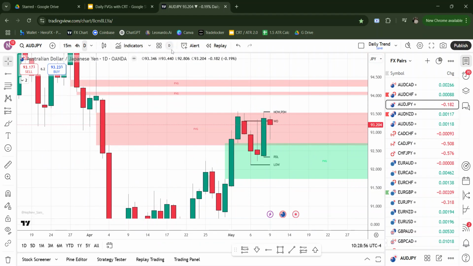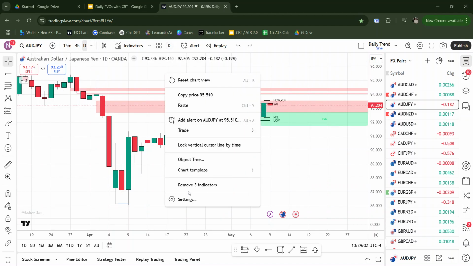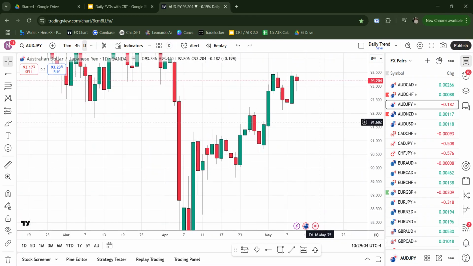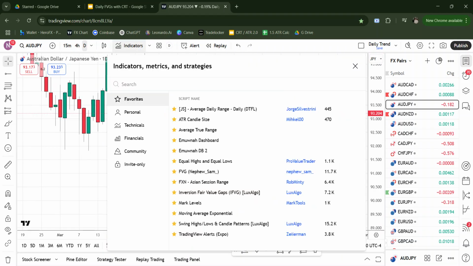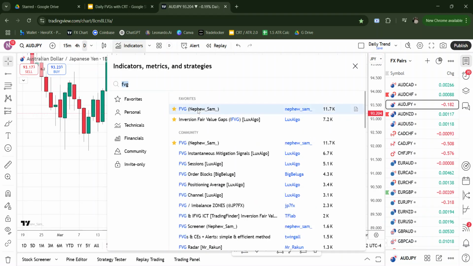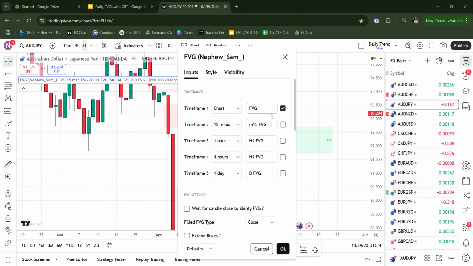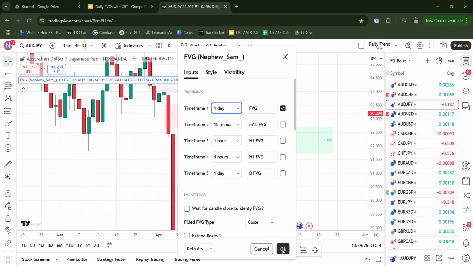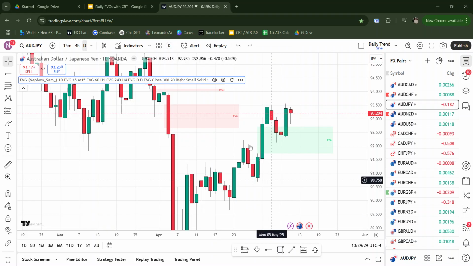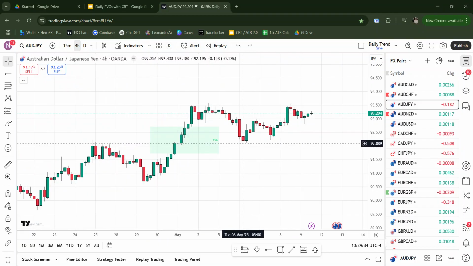The settings of the daily fair value gap model are as follows. Let me just start fresh. I'm going to remove all the indicators. Aren't you glad you stayed to the end? When you go to indicators and type in FVG and put that on, you're going to go to settings, and for time frame, you're going to put it to daily. That way when you drop down to the 4-hour chart, it'll still show you the daily fair value gaps.